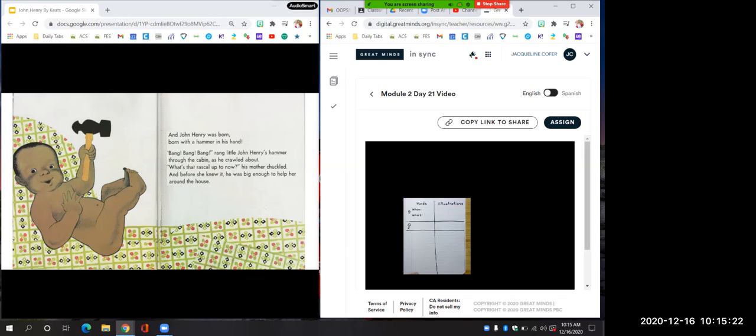Okay, so on page 87, at the very top, we have written the setting for when and where. So when did the story happen? On that second page, it gave us very specific details about when the story happened. And John Henry was born with a hammer in his hand. So our story is actually starting when John Henry was born. So on the when part, we're going to write at the time of John Henry's birth.